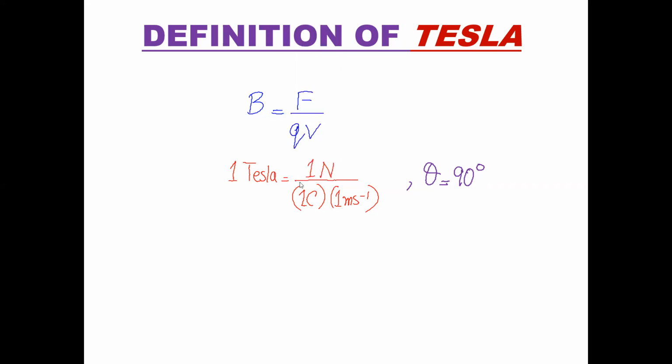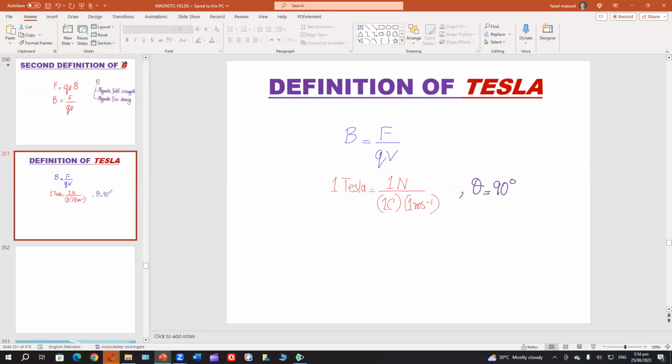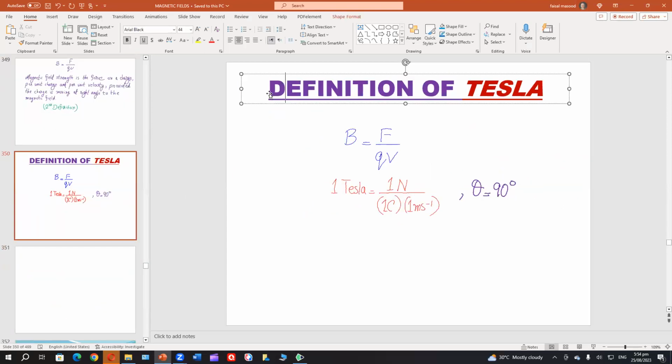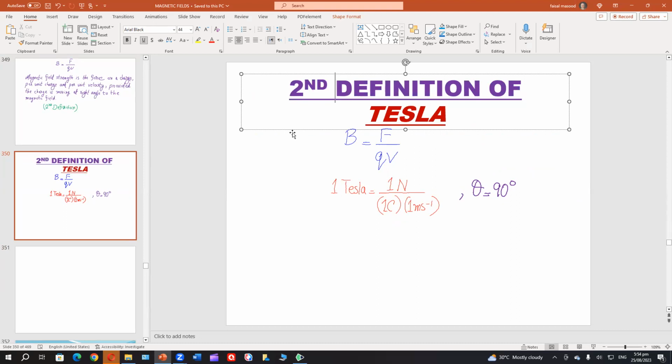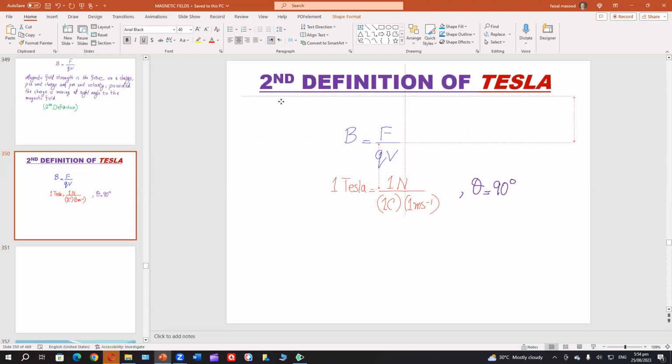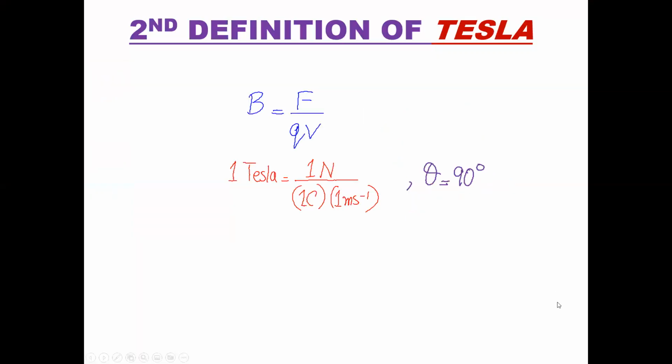Whenever you want to define a physical quantity, you should always try to make a definition by using the idea of 1-1-1, which is called the unitary method. You bring every quantity to 1 and then you define it. Now you have to copy this screen.